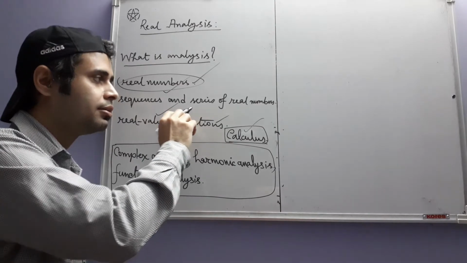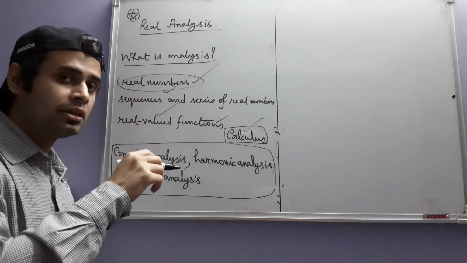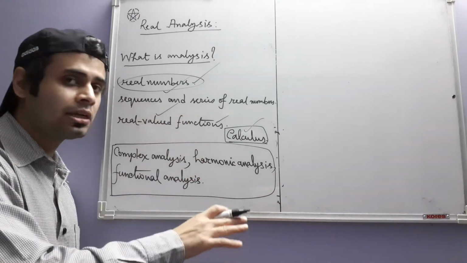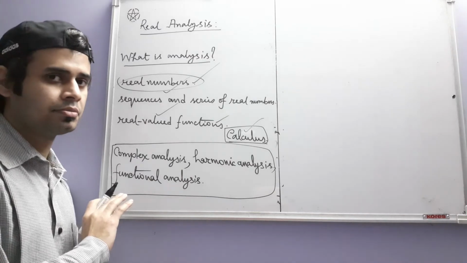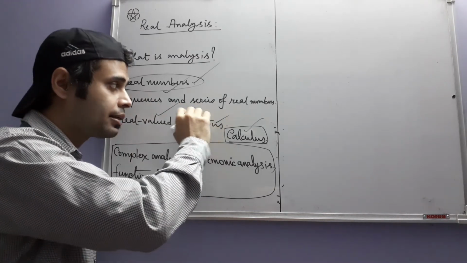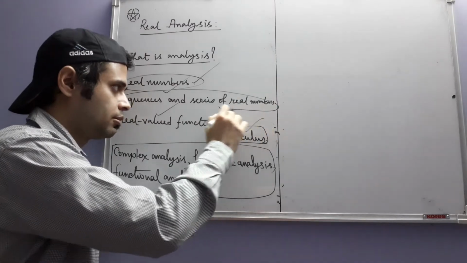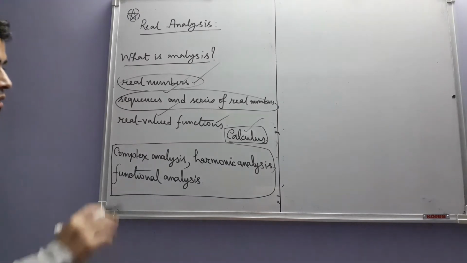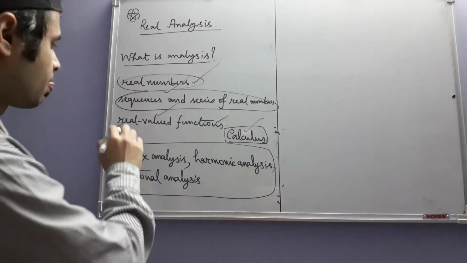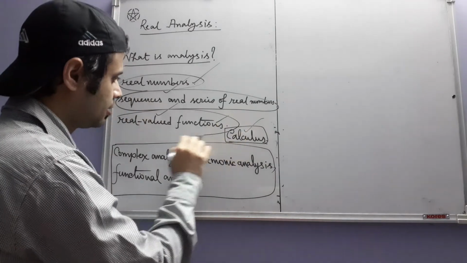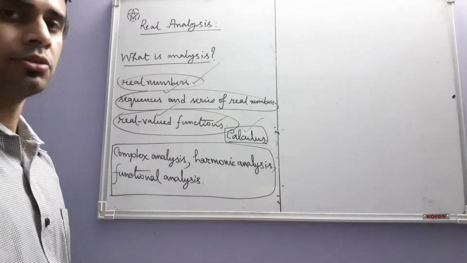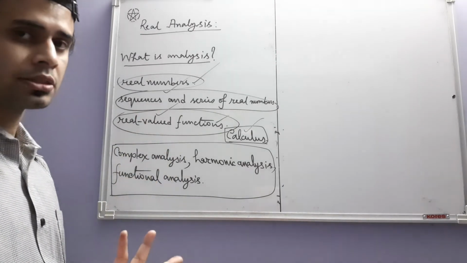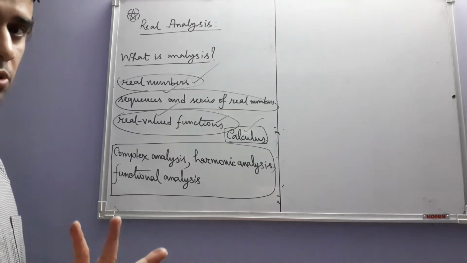Then, can we add infinitely many rational numbers to get an irrational number as the sum of the series? So that type of questions are considered which involve sequences and series of real numbers. When we come to real valued functions, we can then of course ask how to take the limit of a real valued function, or we can ask whether a real valued function is continuous, differentiable, integrable, or bounded.